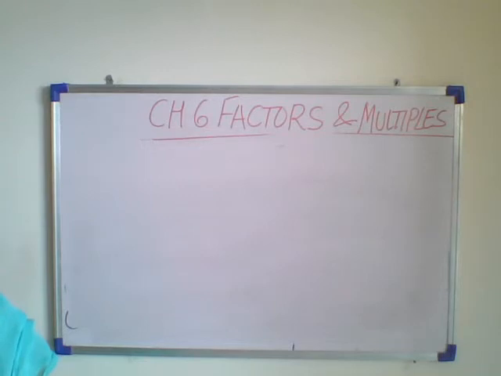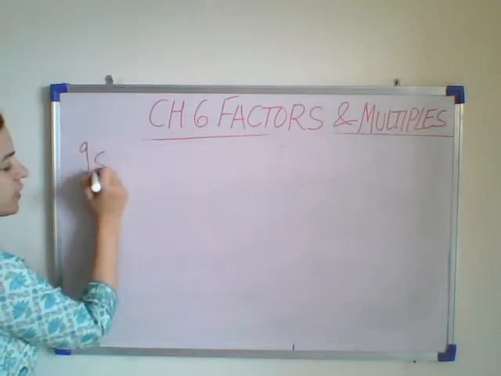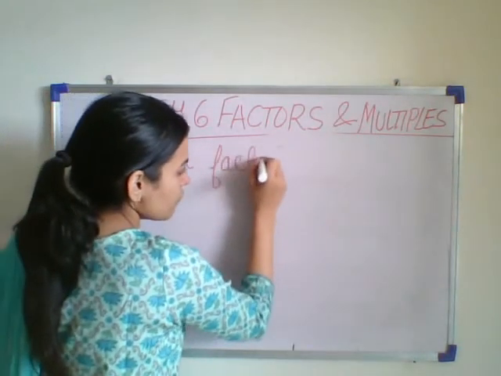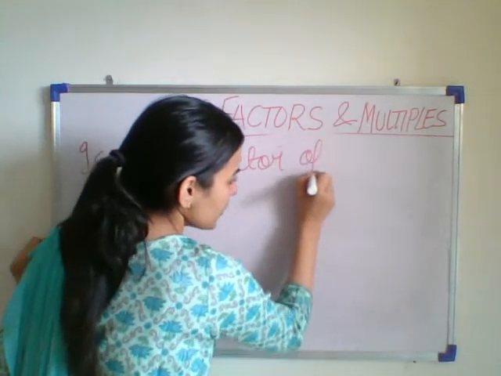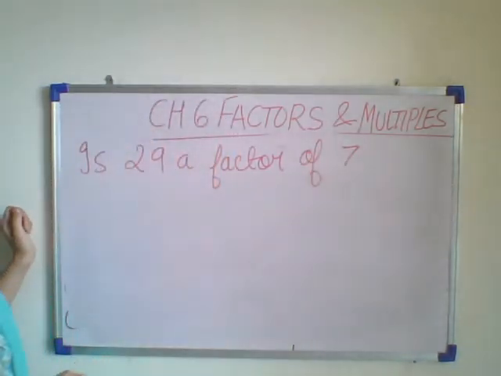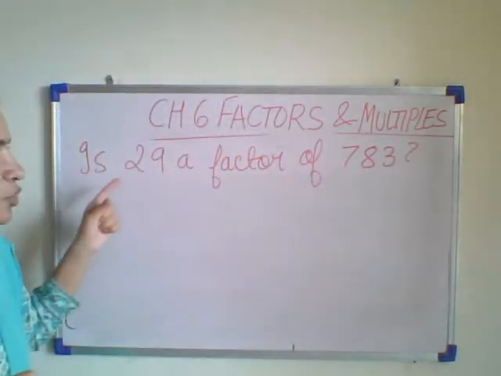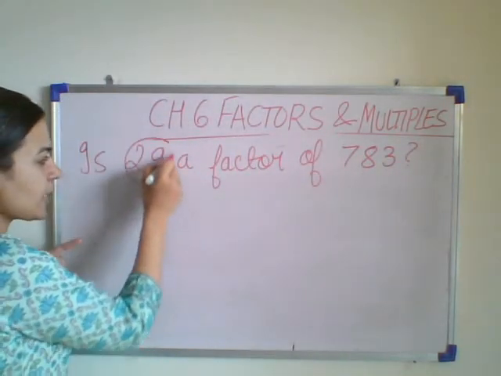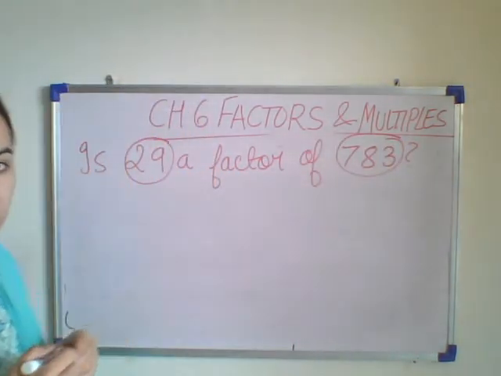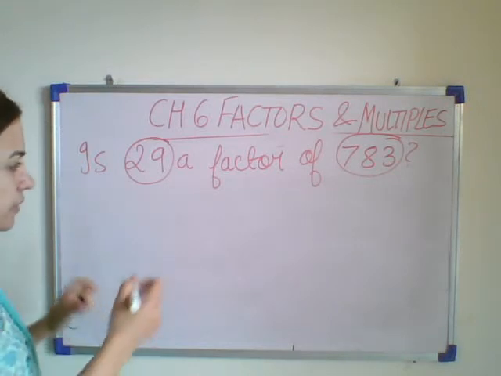So let us check, is 29 a factor of 783? Let us check, is 29 a factor of 783? What we have to do? We have to divide 783 by 29.